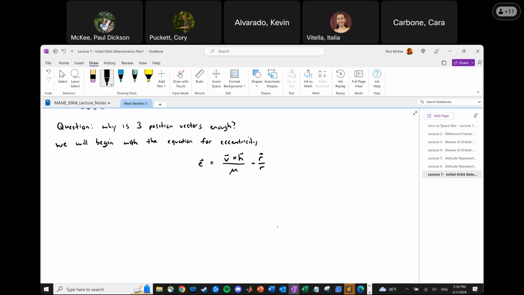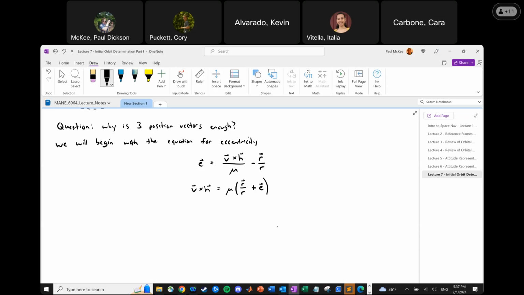So we're going to now move some things around. Hopefully, it's clear that we could solve this for v cross h is equal to mu r over r plus e. Hopefully that's straightforward. All we did, multiply both sides by mu, add r over r. Okay, so far so good. So this is where I hate it when professors say, and then we skip a few steps. However, if we don't skip a few steps, it will take more than one lecture to do Gibbs method, let alone all the other methods.